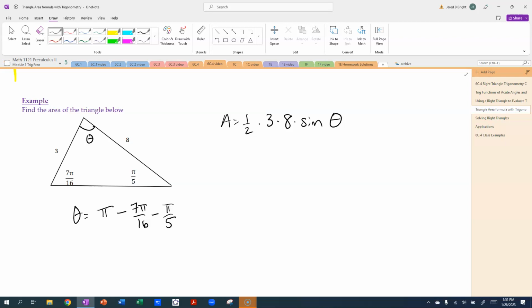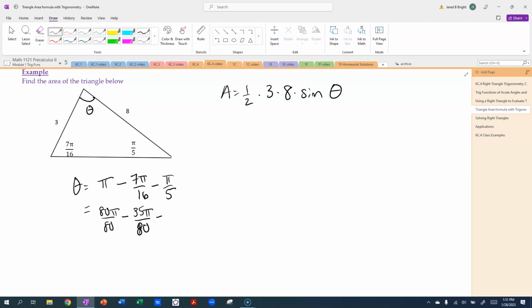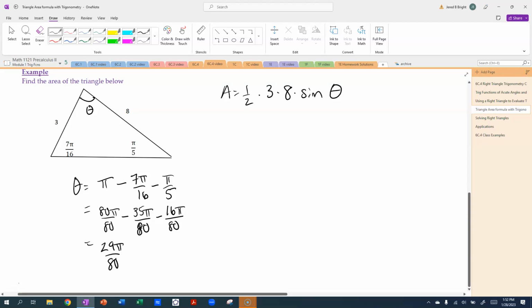And guess what? We get to work with fractions. And we all love fractions, right? Or at least I do. So the common denominator here, since we have to do subtraction, would be 80. So I'm going to do this as 80 pi over 80 minus, let's see, I have to multiply 7 by 5, which is 35 pi over 80. Minus 5, I'd have to multiply by 16 pi over 80. And doing this I get 29 pi over 80, which does not reduce any lower. So now I know the value of theta, and I can go ahead and complete my area formula.